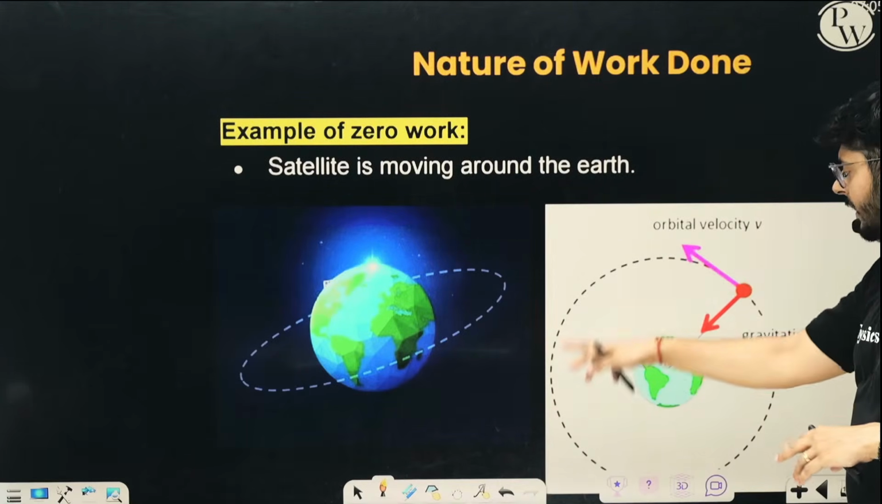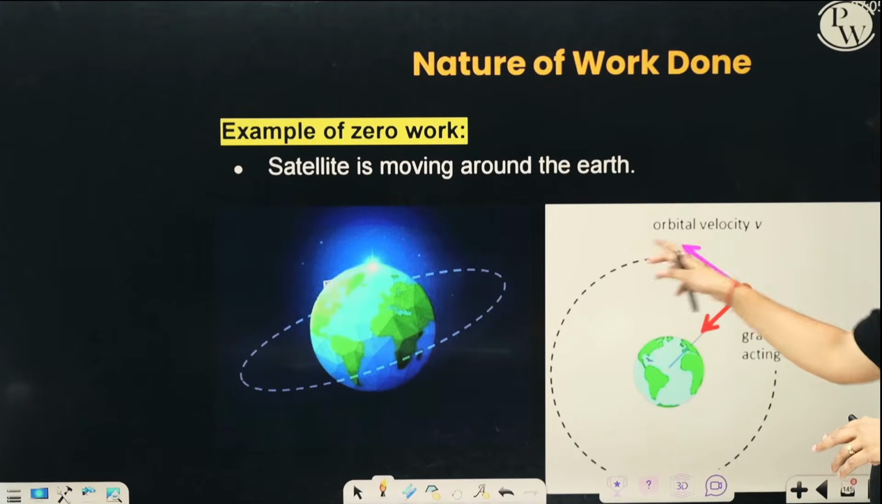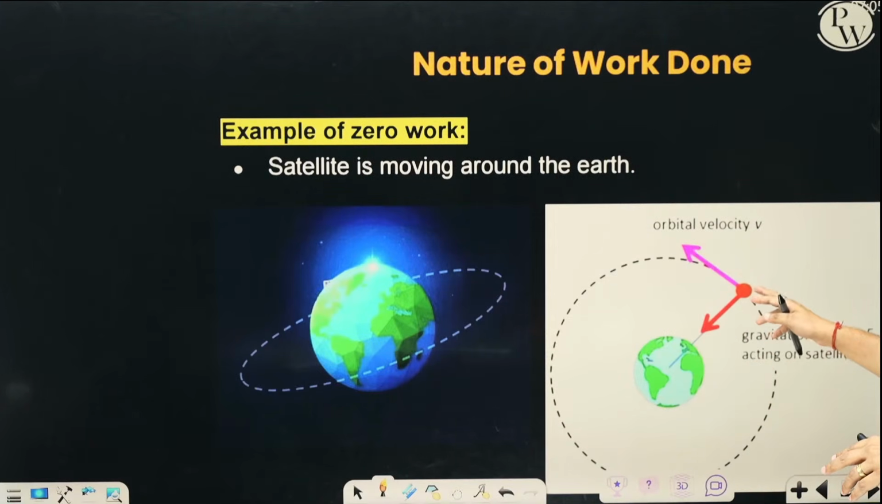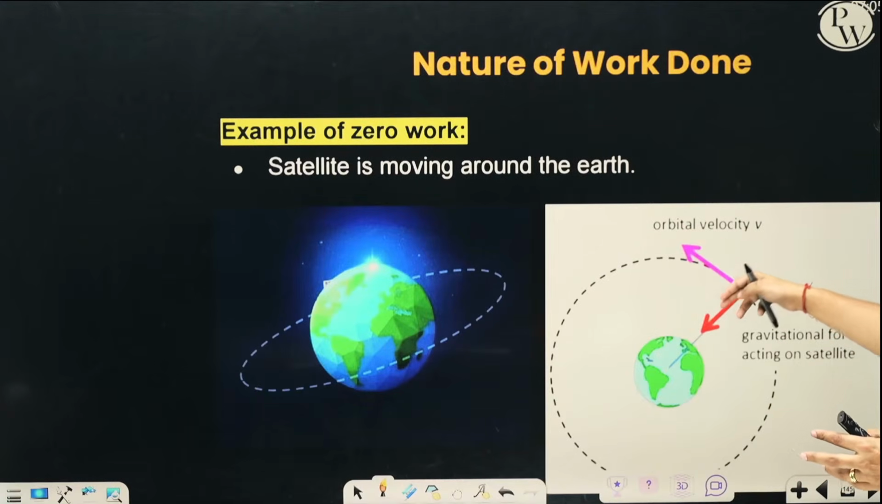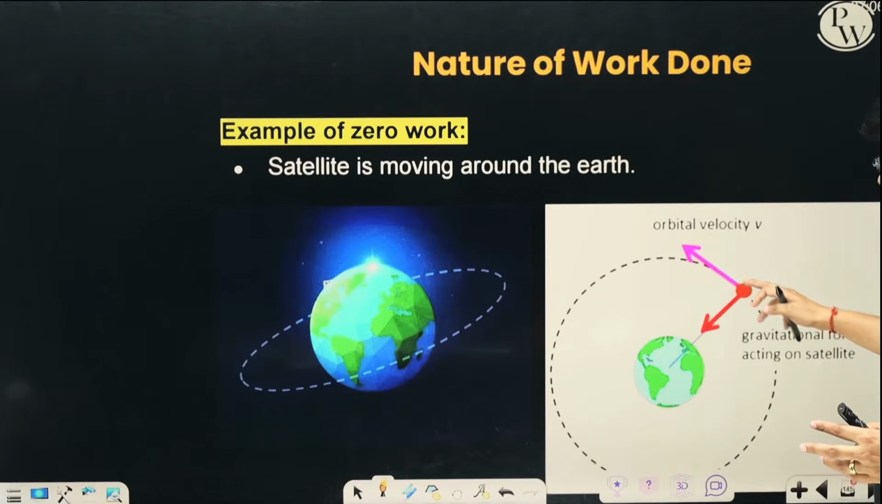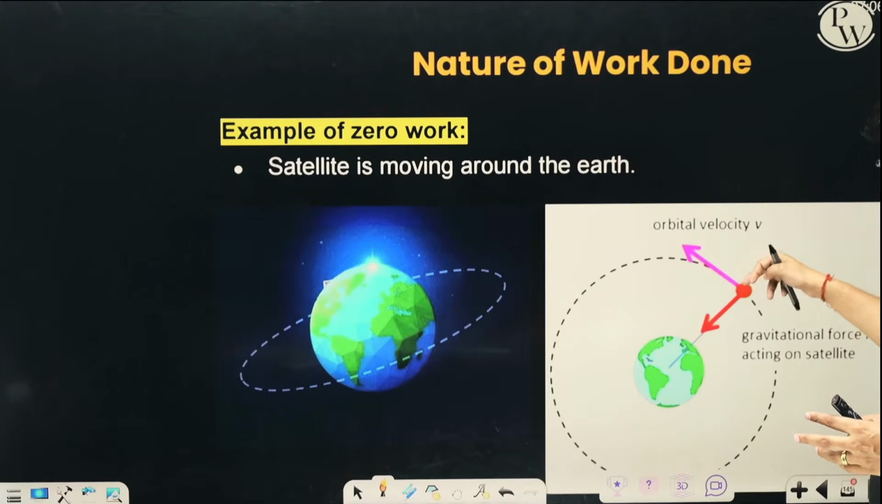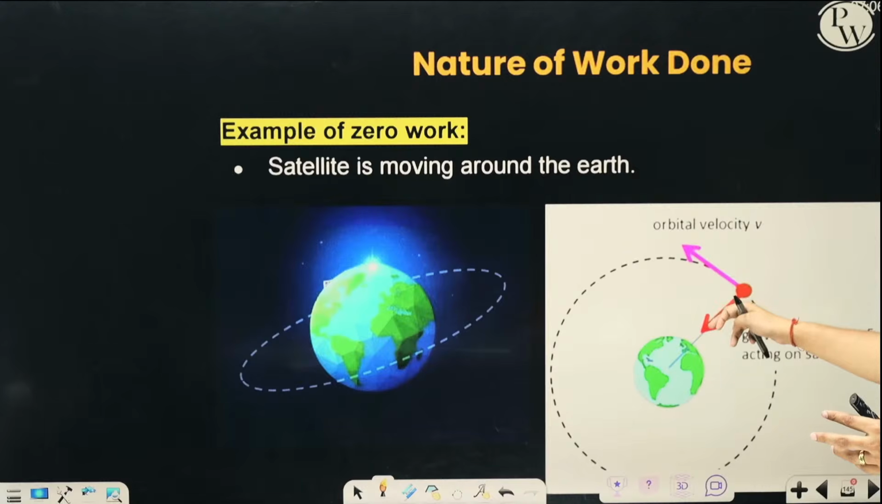Here an object is moving around the planet. Look at this particular situation: the displacement is happening in this direction. This is the direction of displacement, and this is the direction of force, centripetal force, right? Look at that. The angle between the displacement and the force is 90 degrees. So centripetal force is not doing any work in this rotational motion.